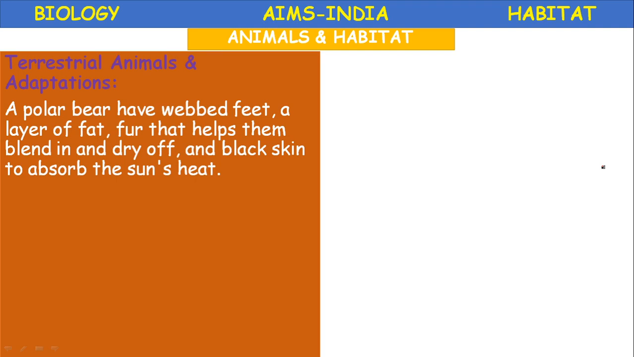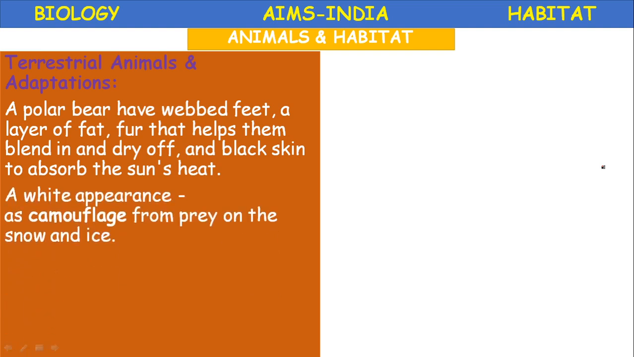And if you check the adaptations in the polar bear, a polar bear possesses webbed feet, a layer of fat, fur that helps them blend in and dry off, and black skin to absorb the sun's heat. A white appearance, what you call camouflage, from prey on the snow and ice. This camouflage helps them to catch the prey. They mingle themselves with the surroundings.